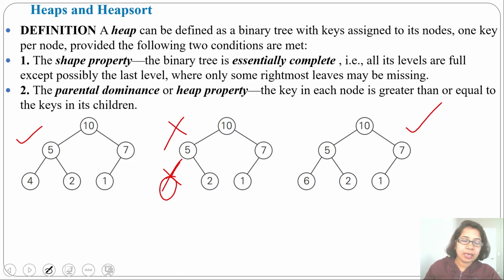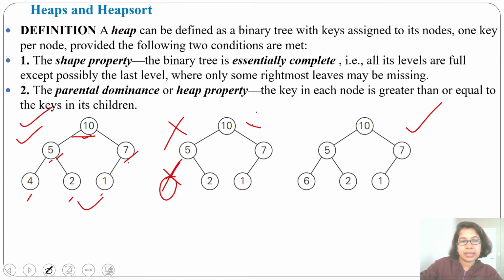Next is parental dominance or heap property. 10 is greater than 5 and 7, 5 is greater than 4 and 2, 7 is greater than 1. It satisfies the parental dominance or heap property, means parent value is greater than its children. So it satisfies both properties. We can say the first example is a heap.